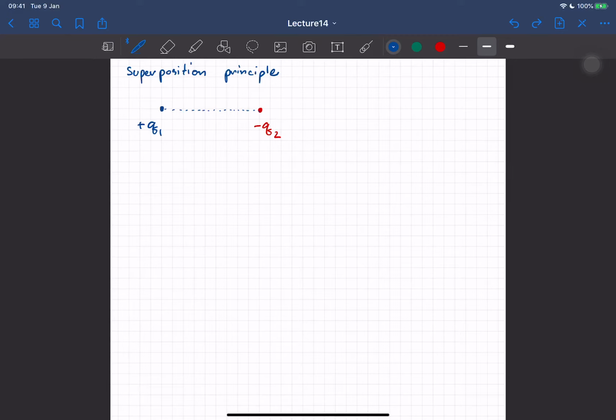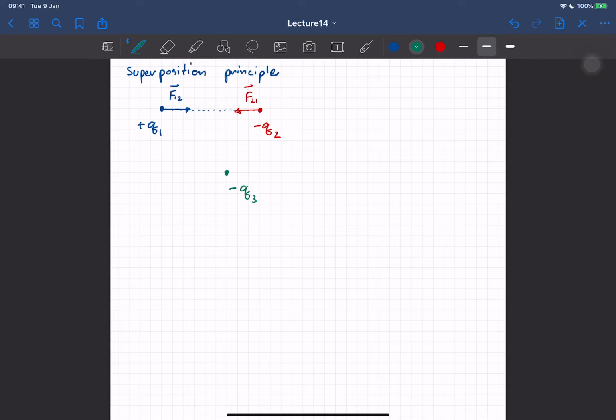So the force on Q1 will point this way. This is what we call F12. And then F21 will be pointing this way. And then you can use Coulomb's law to calculate the magnitude of the force. But this is the direction of the forces F12 and F21. What happens if we have a third one? Let's say the third one is here, and this is also negative, but it's negative Q3.